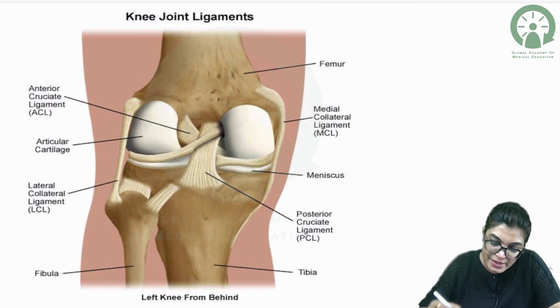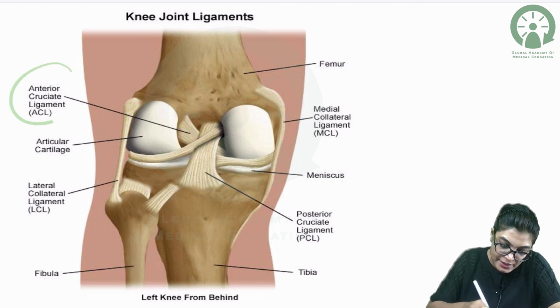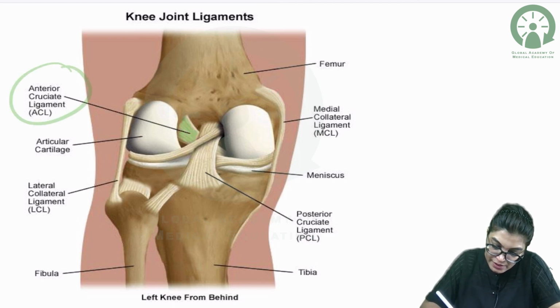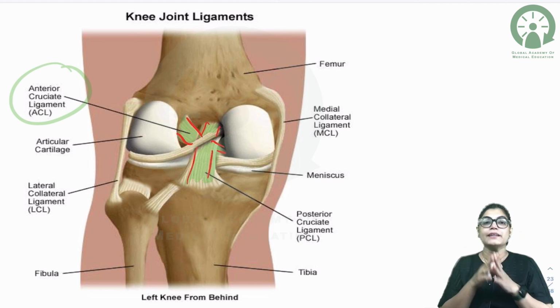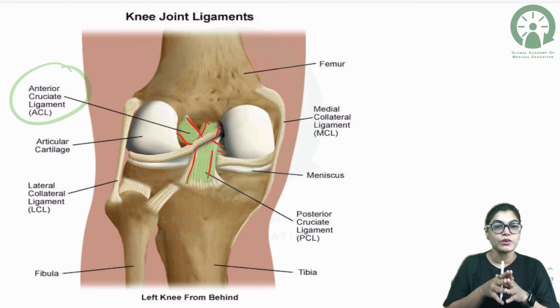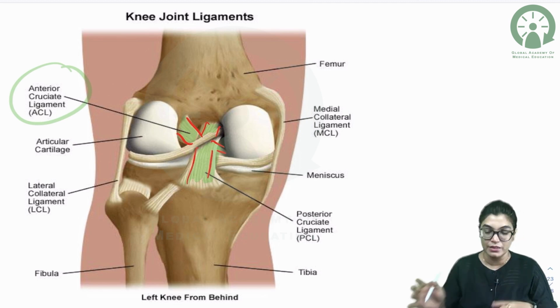Now, here you can see this is the anterior cruciate ligament and this is the posterior cruciate ligament. Both are crisscrossing each other. So, these two cruciate ligaments, as you see here, are crisscrossing each other, so they are called cruciate. Anterior and posterior cruciate ligaments are important for antero-posterior stability of the knee joint.